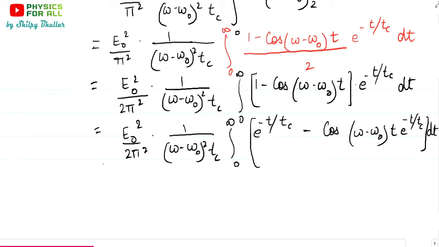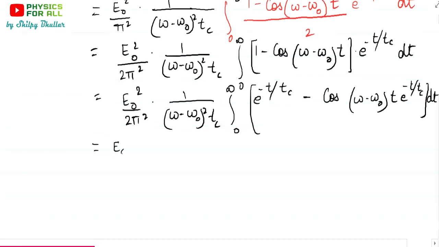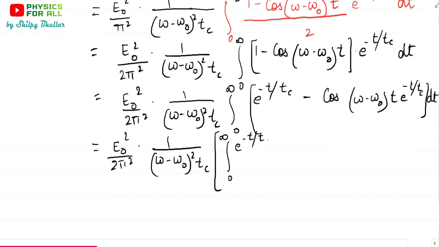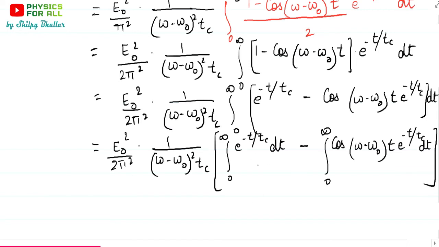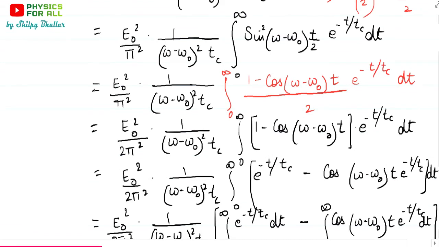Now we can split these quantities as well. We can do that in integration. E naught square 2 pi square, 1 upon (omega minus omega naught) whole square tc. Now 0 to infinity e raised to power minus t by tc dt and minus 0 to infinity cos(omega minus omega naught)t e raised to power minus t by tc dt. Now we have these two different integrals. We can separate integrals like this only when we have plus or minus sign. Here, we were having a product of these two terms, and it is not possible to do that. The moment we obtain subtraction or addition terms, plus or minus terms, then we can split the integrals. We can solve this as it is.